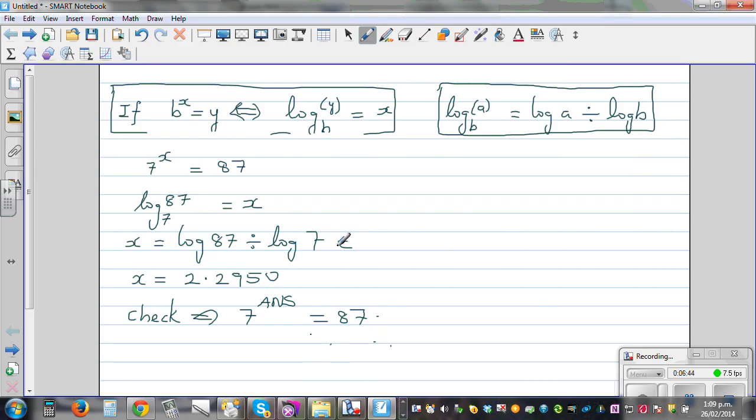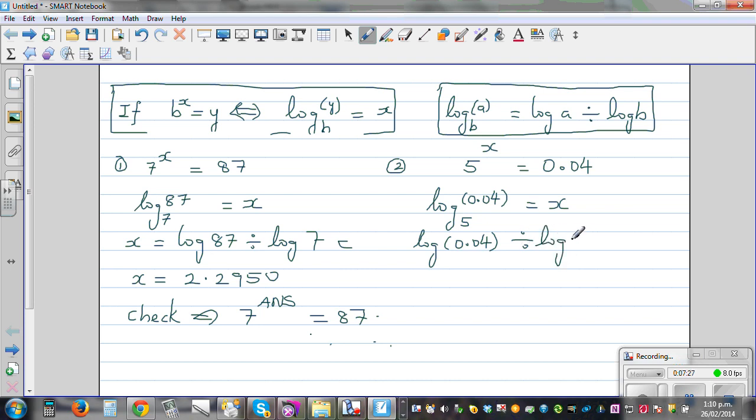Okay, so let me do one more question. Question 2. Okay, I'm randomly taking questions. Say 5 to the power x is equal to 0.04. So let's use the first rule, write this in log form. Writing in log form, you can write log base 5 of 0.04 is equal to x. This is the first rule, and applying the second rule, I can say this is log of 0.04 divided by log 5 is equal to x.